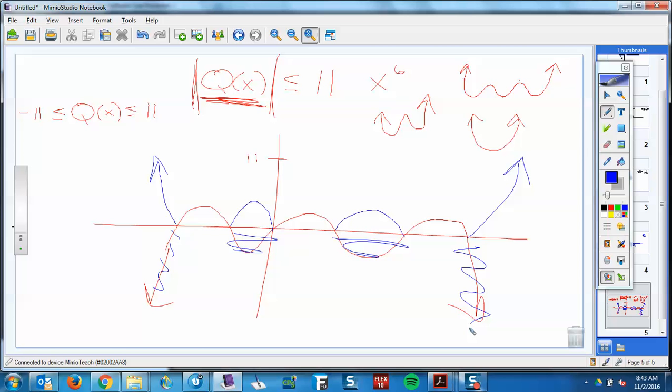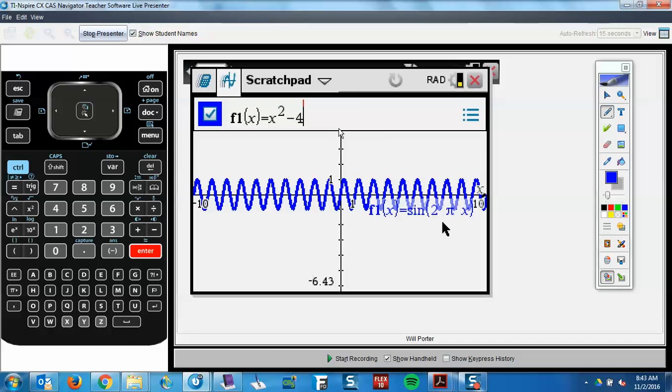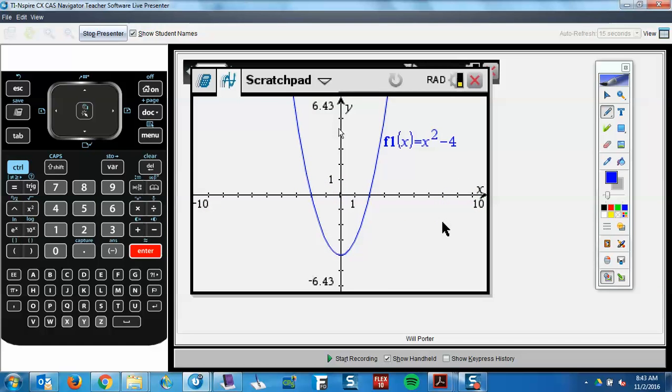In other words, let's do that. Let's do a couple of them on our calculator. This is good. So let's put in x squared minus 4. Okay. All right. Now, everybody get a good look at that graph.